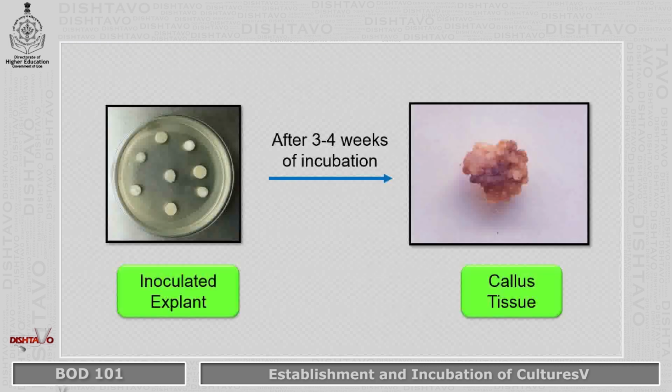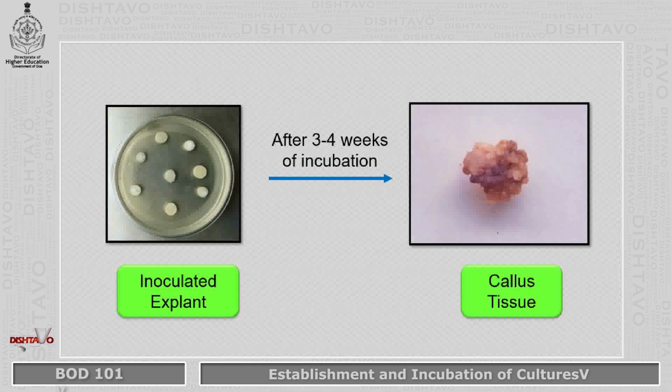Students, in this slide, the first image is the inoculated explant. Now, as I told you, the culture vessel can be a bottle, it can be a petri plate, or it can be a test tube. So here we have the explant which is inoculated on a petri dish containing the nutrient medium. And after 3 to 4 weeks of incubation, we will see the growth of callus tissue. So the second image is a callus tissue, that is the undifferentiated mass of parenchymatous cells.